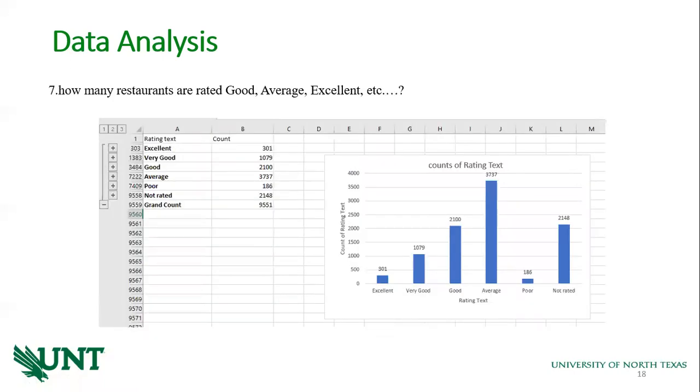How many restaurants are rated good, average, and excellent? There are 301 excellent restaurants, 1079 very good restaurants, 2100 good restaurants, 3737 average restaurants, 186 poor restaurants, and 21,048 restaurants with no rating. So this task is carried out by using subtotals and then applying the charts on the obtained subtotals.